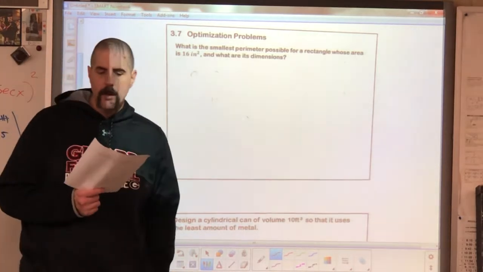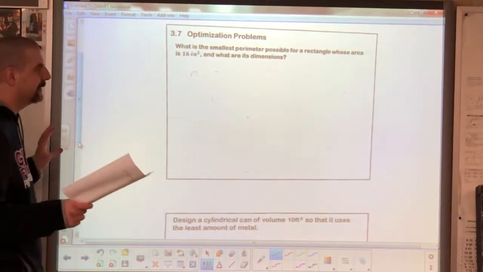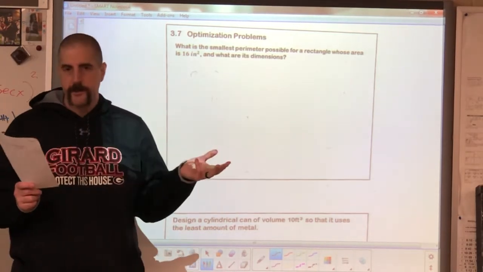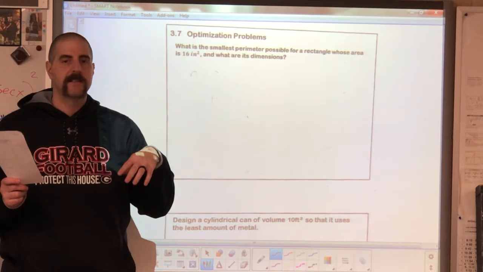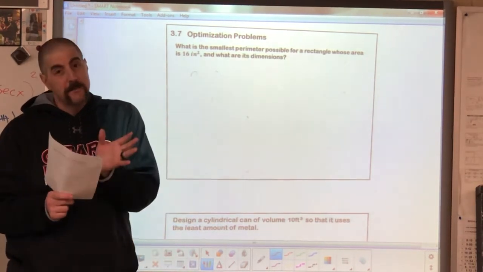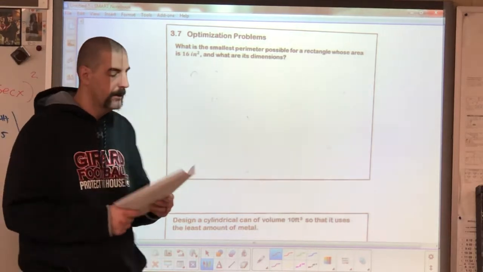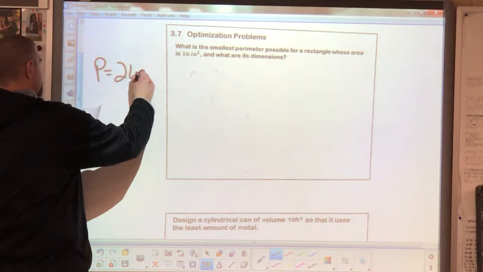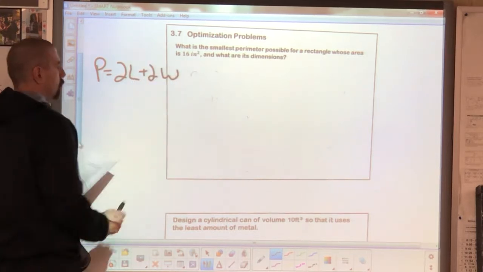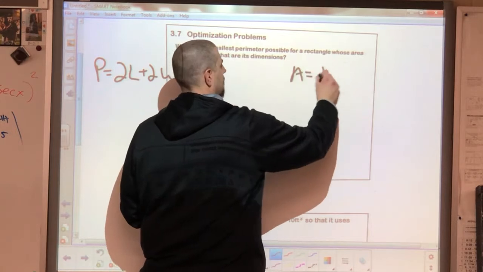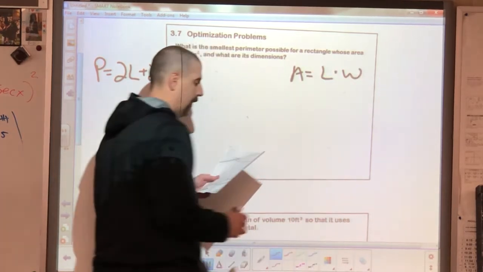When we do this, a lot of times they'll have multiple formulas going on. You have to know which one you're maximizing, which one you're minimizing, and the other one you're going to use to plug in. If you remember the cone problem, you're missing a piece of information, and that's what we're going to do here. So for perimeter, we have perimeter equals 2 times the length plus 2 times the width, and area is length times width.